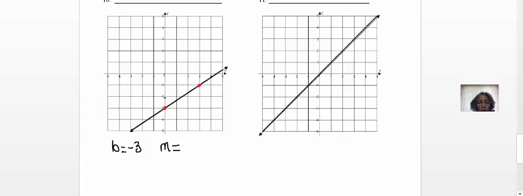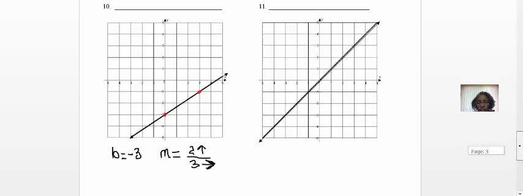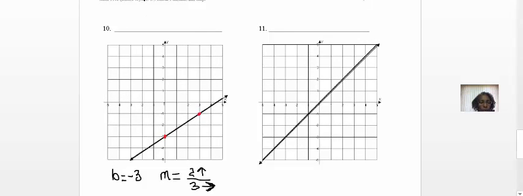And I need to move 1, 2 units up. Up is the positive vertical movement. And from this 2 unit upward movement, I need to move 1, 2, 3 units right to return to the line. And that is the positive, right is the positive horizontal movement. So the equation of this line is y equals 2/3 x minus 3.